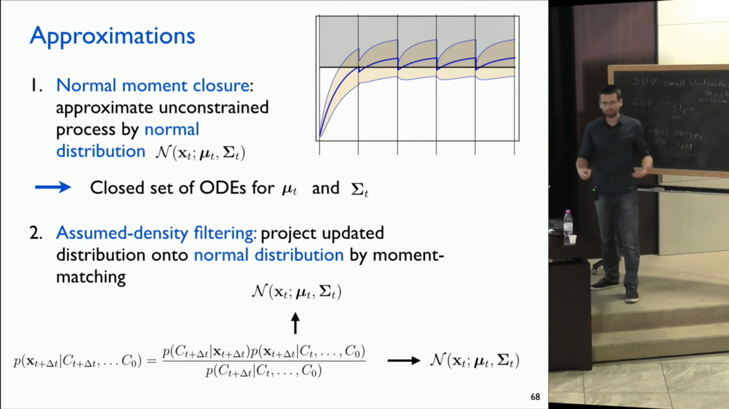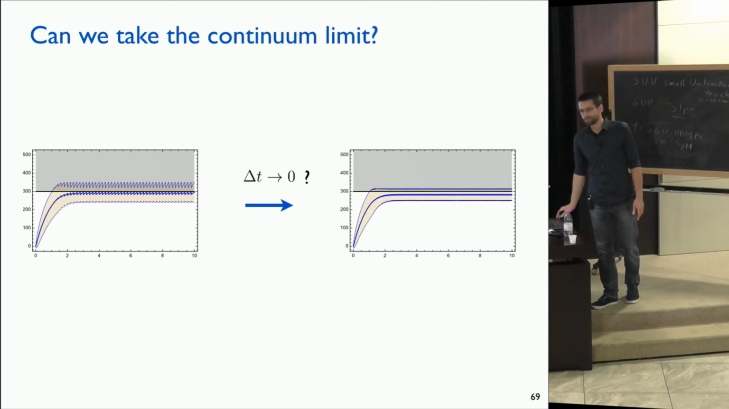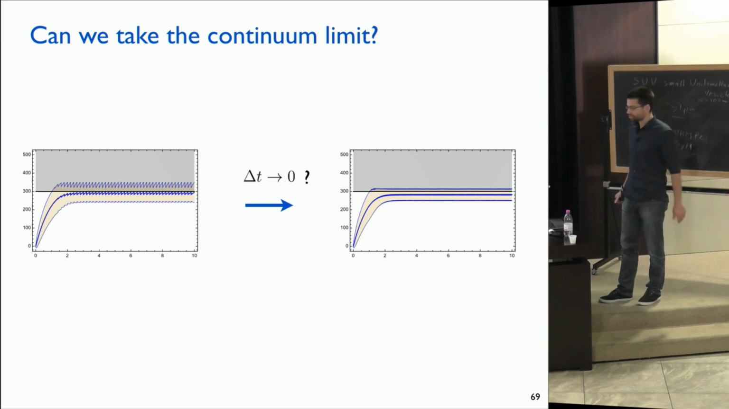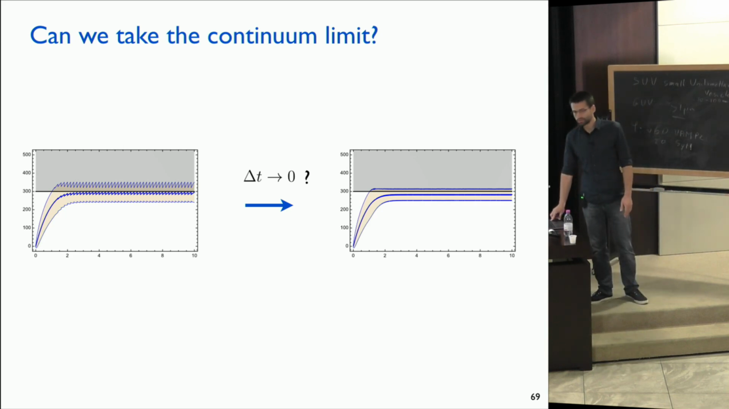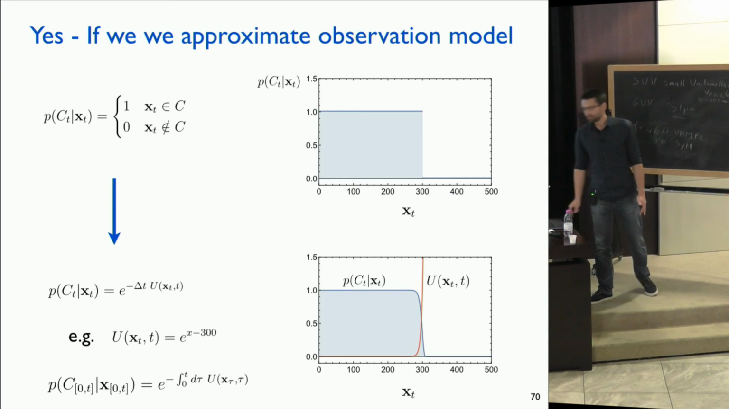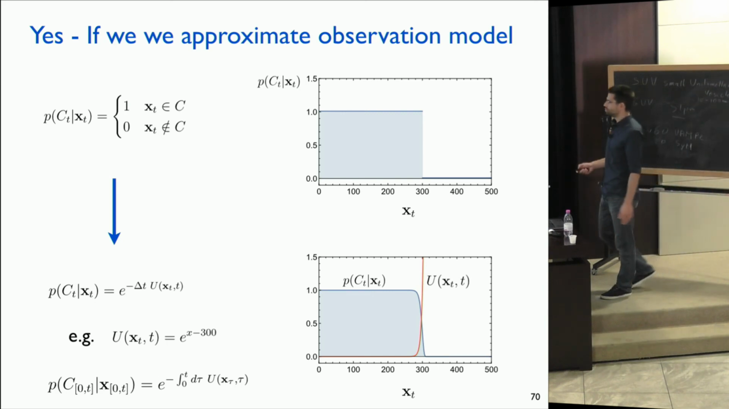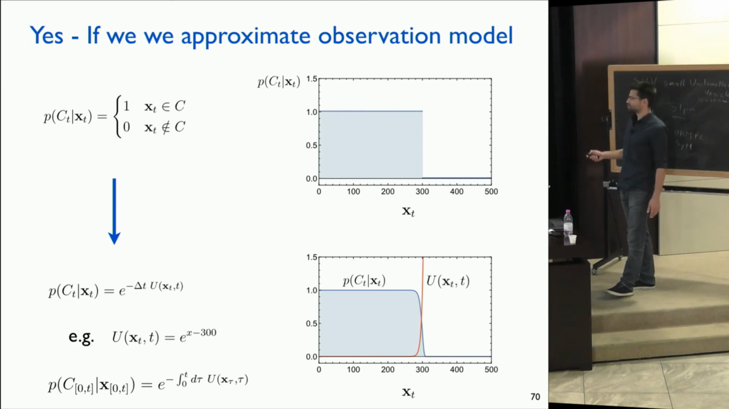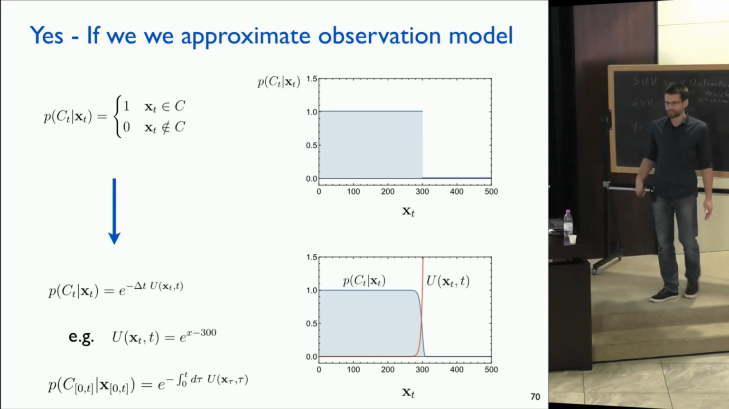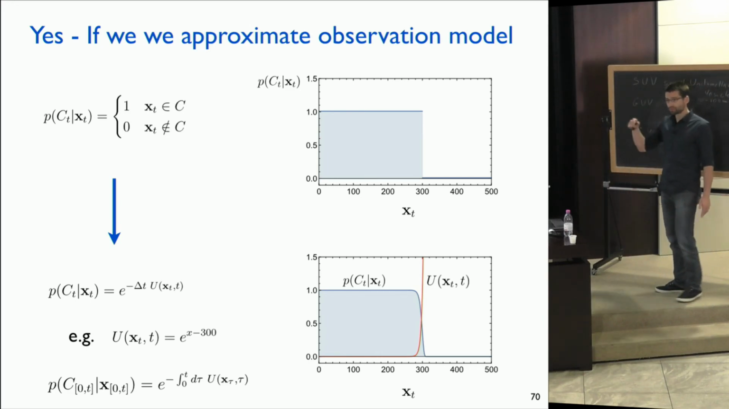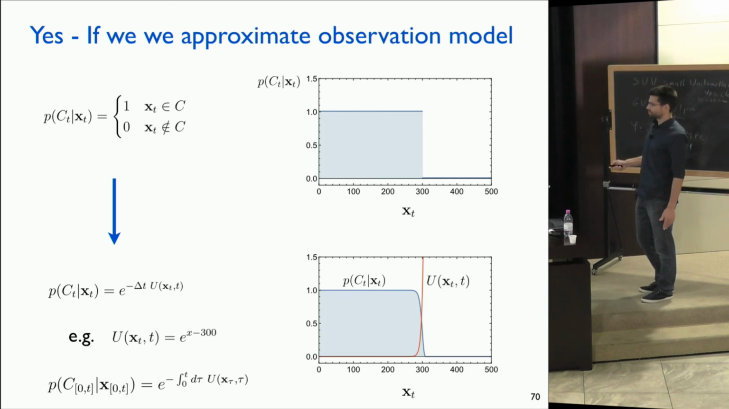So we wondered, can we go one step further and take the continuum limit again to arrive at a continuous time description? As it turns out, this is possible, but only if we do another approximation. Namely, if we approximate the hard measurement observation, the step function, by a soft potential of the form e to the power of minus delta t times some loss function or potential u, which is 0 below the threshold and then grows very quickly. For example, for crossing the threshold 300, we might choose the loss function to be e to the power of x minus 300.